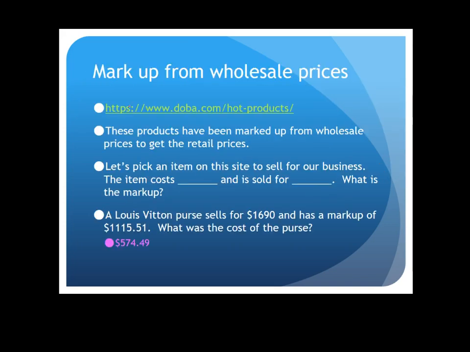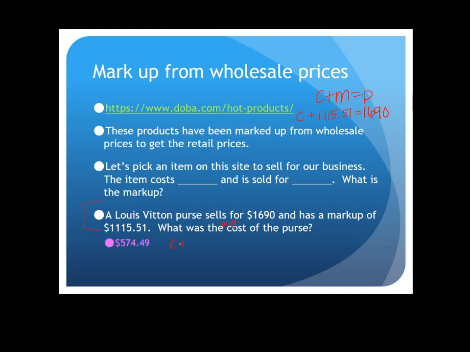Okay, so we're not going to take a look at this website, but let's look down here. A Louis Vuitton purse sells for $1,690. That is crazy. It has a markup of $1,115.51. What was the cost of the purse? If I take a look at my formula, what was the original cost is basically what that's asking, of the purse before they sold it to you. So it sells for $1,690. That's my selling price. I know the markup was $1,115.51, and I need to solve for the cost.